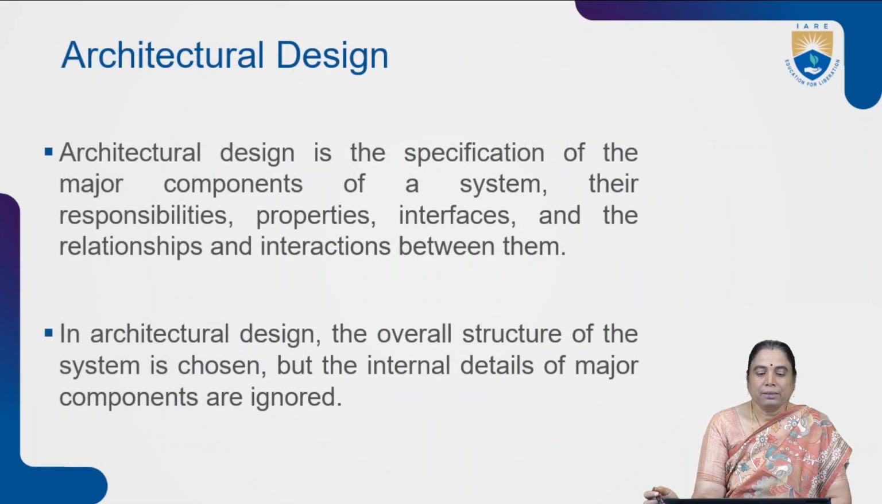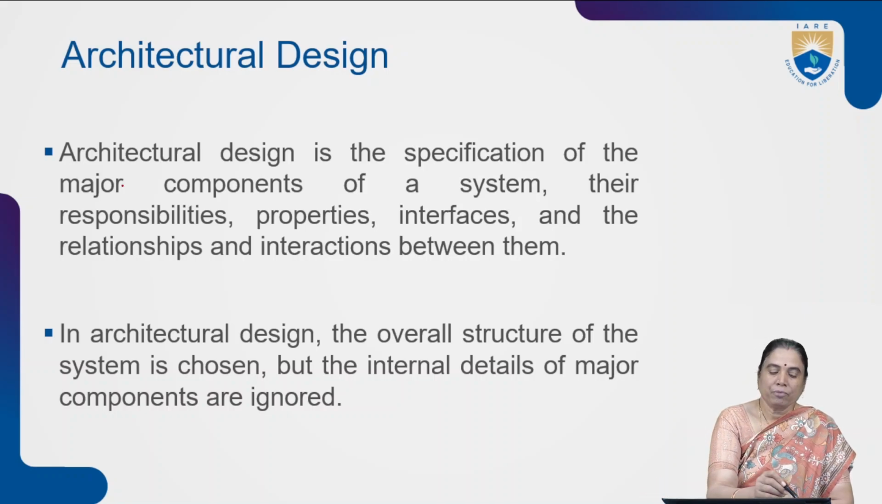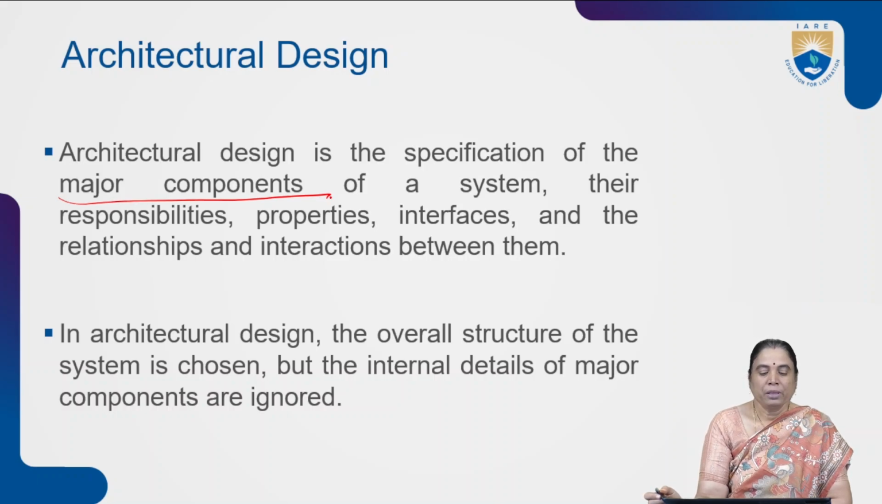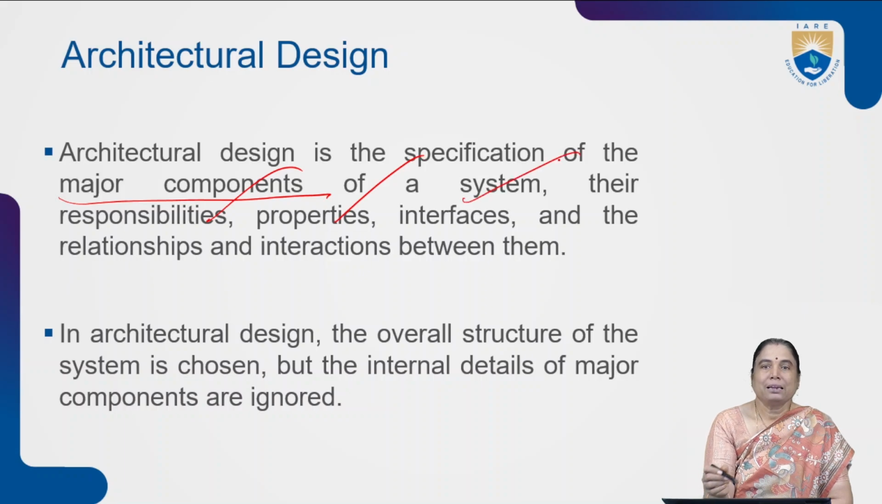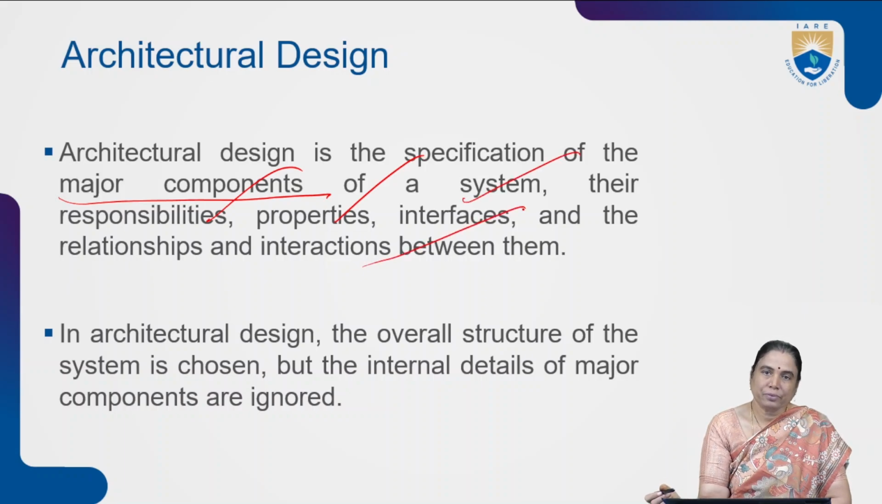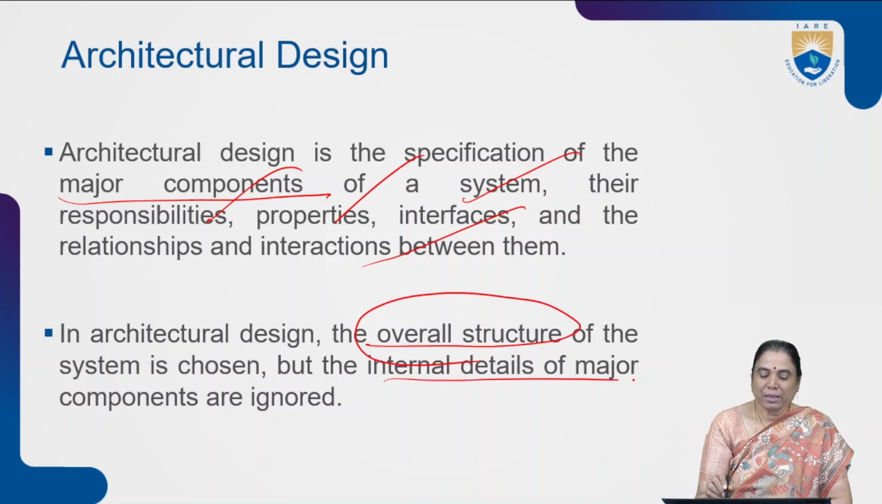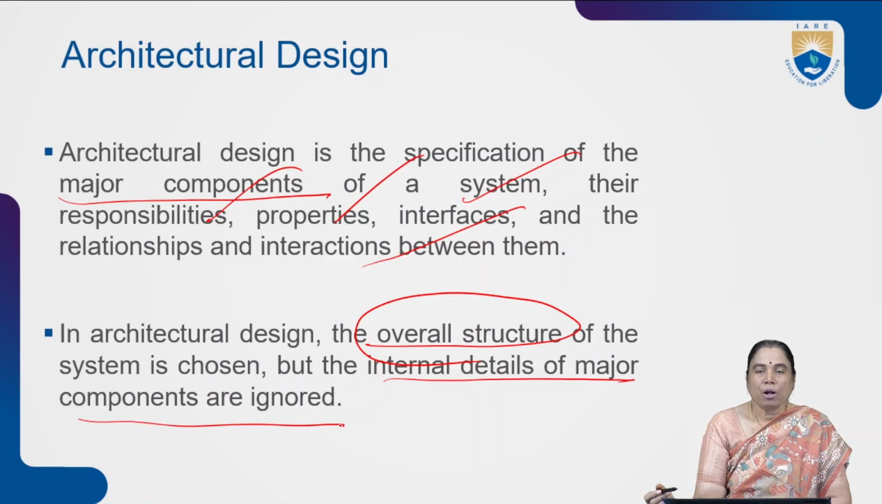The second phase of the design is the architectural design. Architectural design is the specification of major components of a system, their responsibilities, properties, interfaces, and the relationships and interactions between them. So in architectural design, the overall structure of the system is proposed, but the internal details of major components are ignored. How these interactions and components can be implemented, the low-level abstractions, are hidden in architectural design.